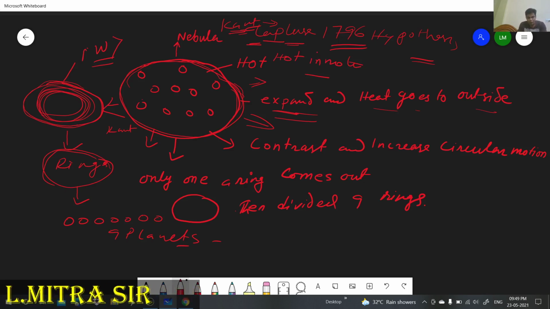So if we review slowly, according to Laplace there is a hot nebula, which expands and the heat goes outside, and it starts to contract and increase the angular momentum. Momentum means the movement started, and due to this one ring comes out from the nebula, and that one ring is divided into 9 rings, the 9 planets. So this is all about the Laplace hypothesis.